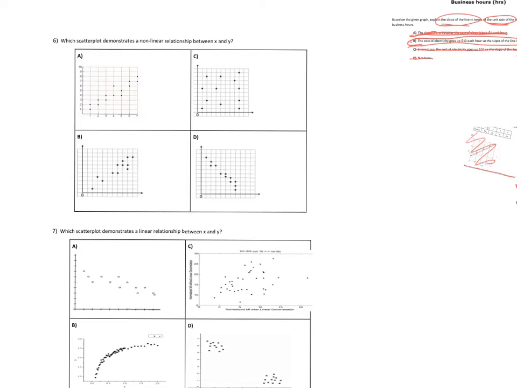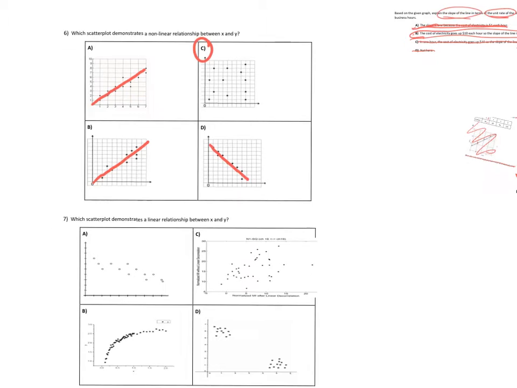Okay, so linear has to be a line that forms sort of some proportion. So if you could draw a line of best fit, it would be okay there. You could draw a line of best fit here and a line of best fit here. But C is all over the place and there's too many. So that's a non-linear relationship.